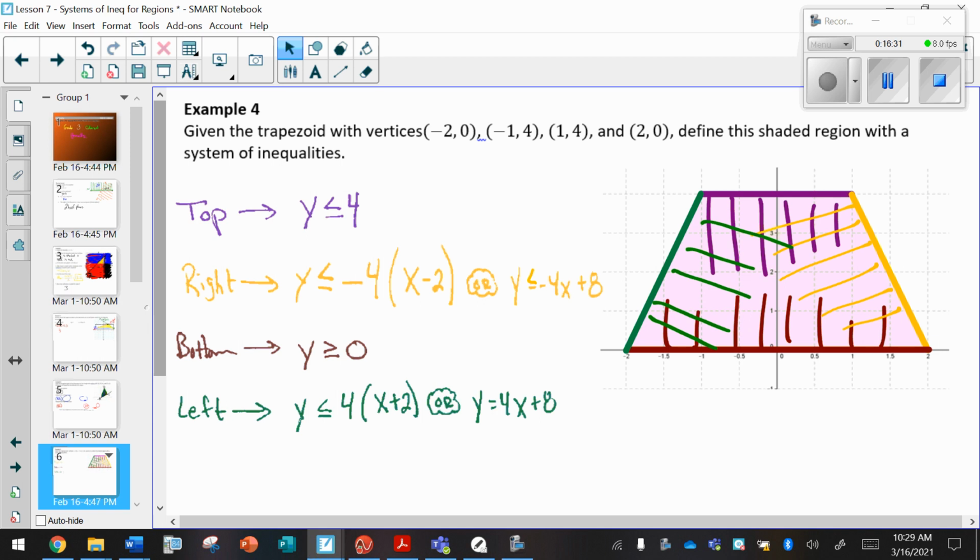It doesn't matter if you use point slope form or slope intercept form. Point slope form is easier and less work. That is my suggestion. That's what you had to do on the quiz last week. That's what you're going to have to use moving forward. And that is also the end of our lesson.